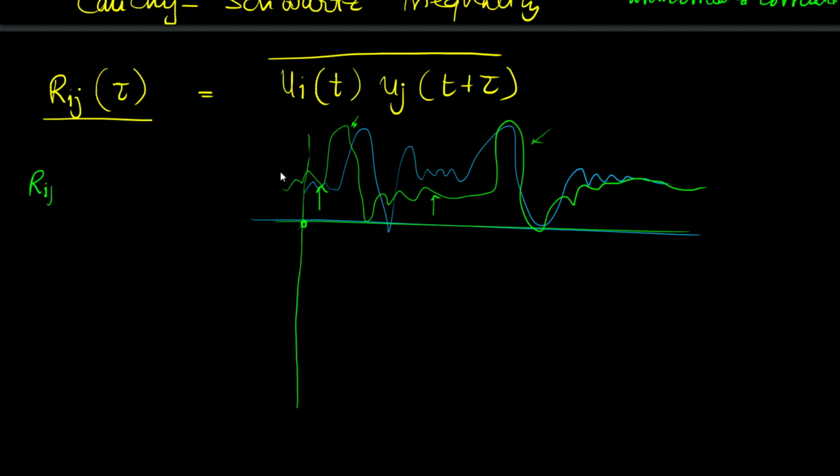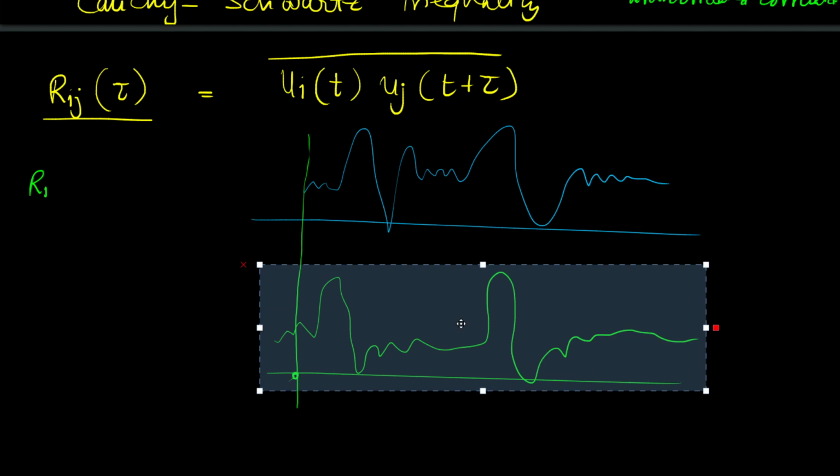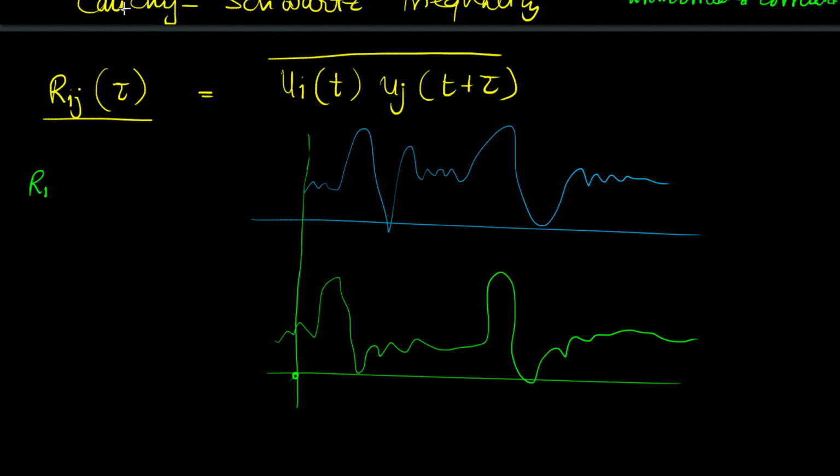Then let us see what happens when you shift it. When you choose a positive tau, Uj at t plus tau, it means that whatever is going on at time t, you multiply it with whatever is going on at t plus tau. So you have to shift this curve to the left. Alright, so this is that offset tau. Let us shift it by that offset and see what happens.